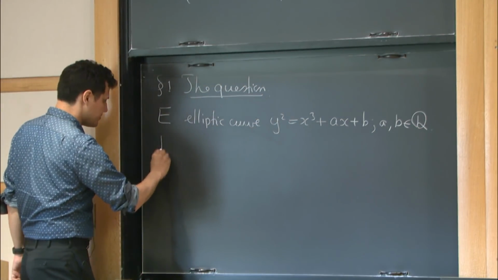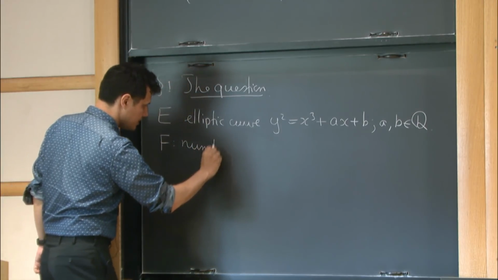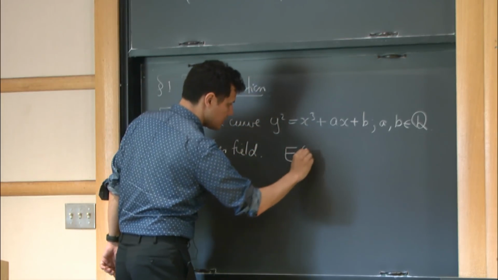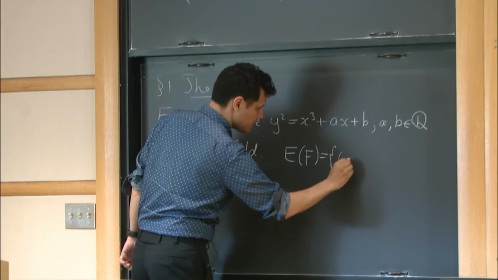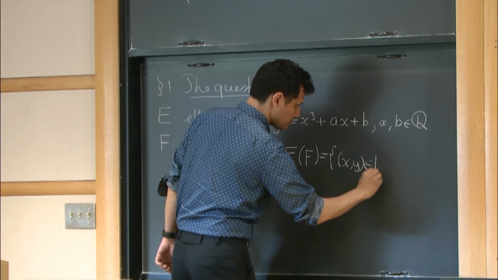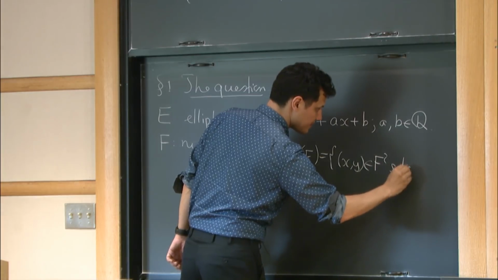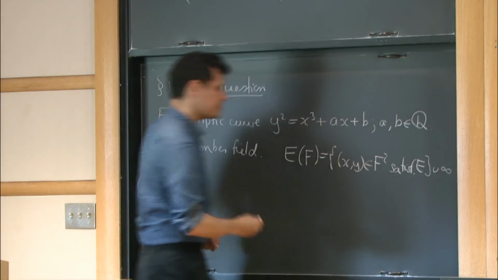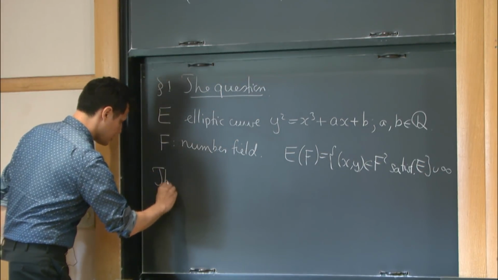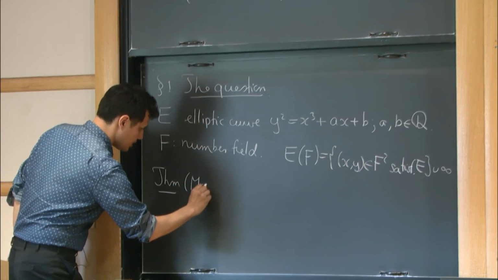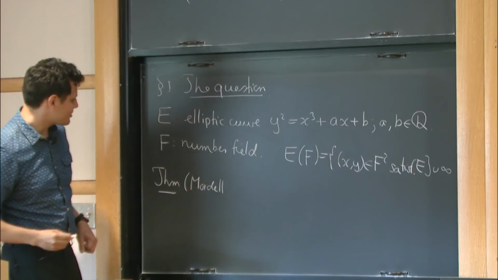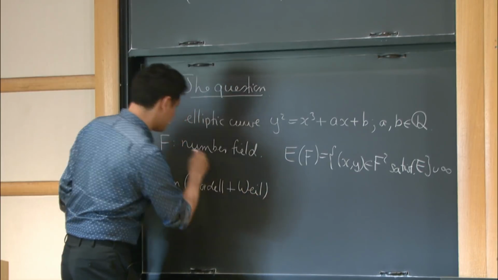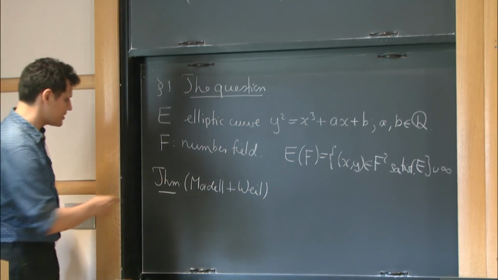And we know that if you're given a number field F, then the F-rational solutions of the elliptic curve, with the point at infinity, form a finitely generated group. This was proved by Mordell 97 years ago in his thesis, and then later generalized by Weil to arbitrary number fields. Mordell had already proved this for F equal to Q.